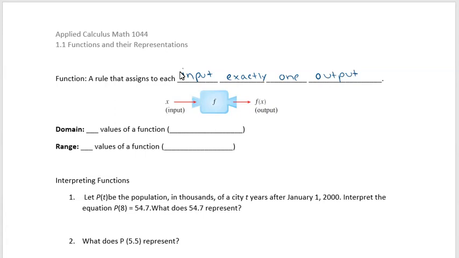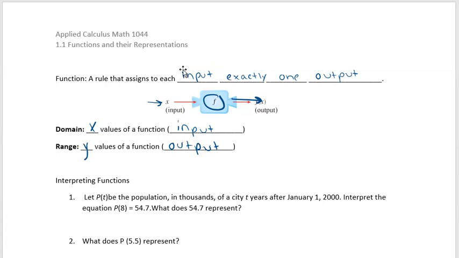Your domain values are your x values, and those are the values that you put into the function. So these are your input values. If you put in an x value, the function is a rule that assigns that x value to some output value. The output value is the y value, and it is called the range values. And the range are the y values of a function, which represent the output.